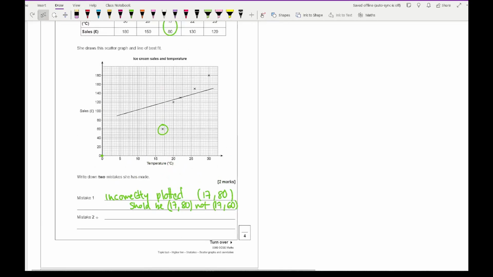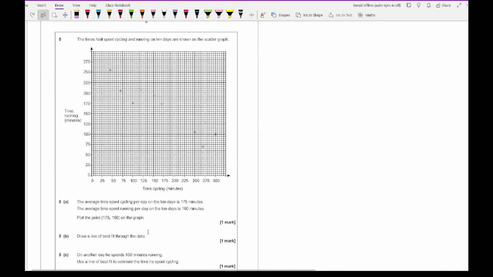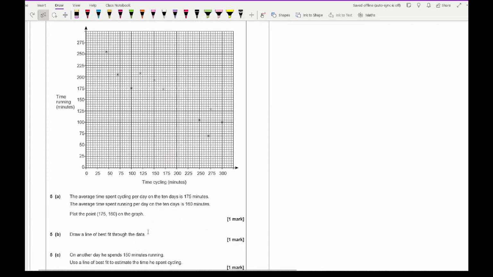Then the second comment that we need to state is the fact that the line of best fit should be steeper. Or you could say something along the lines of that it's incorrectly plotted and draw it where it should be, would be absolutely fine.